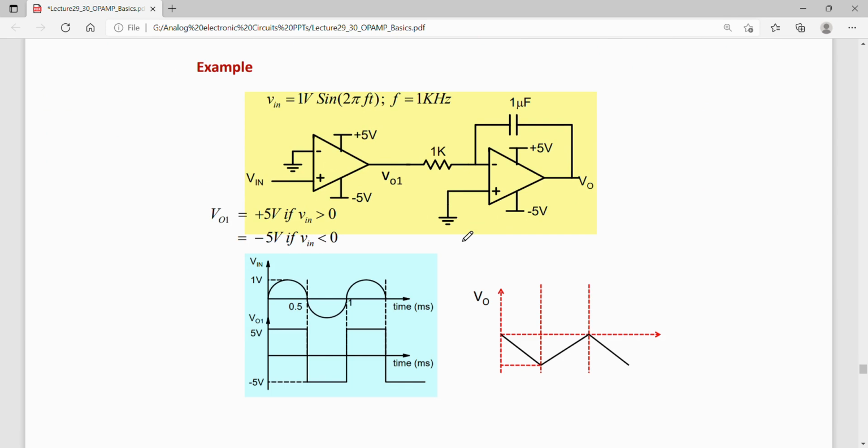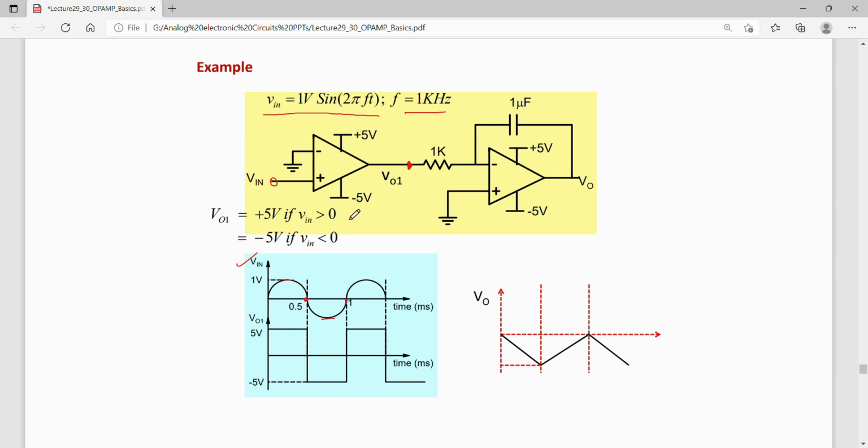Now, knowing that the op-amp acts as a comparator, I can find out the output of this circuit. Let us say the input applied is 1 volt sine 2 pi ft, with input frequency 1 kilohertz, applied over here. So this is a sinusoidal wave input. Let me draw it like this: the peak is 1 volt, minus 1 volt, and the frequency is 1 kilohertz.